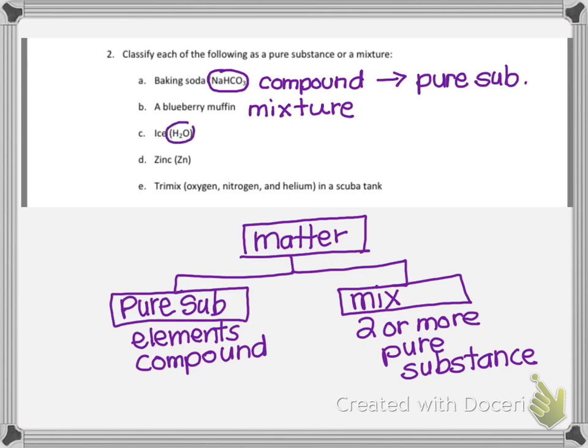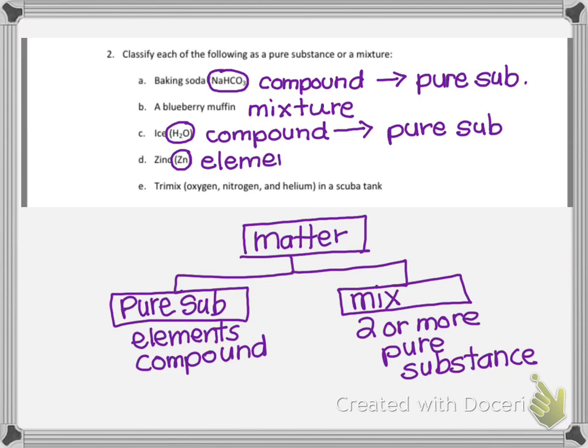Ice, H2O. So there's a formula, and the formula contains hydrogens and oxygens. So a formula would represent a compound. Now that's not the answer to the question. The compound is a type of pure substance. Letter D, zinc. So here I just have Zn, the formula for zinc. Zinc is on the periodic table, and so this, with only one kind of atom, is considered an element. And an element goes under the category of pure substance.